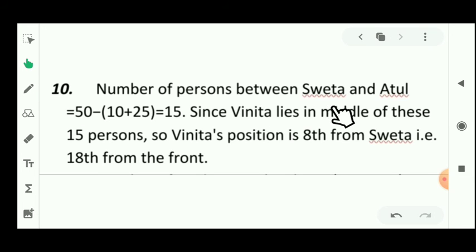So the number of persons between Sweta and Atul will be 50 minus 10 plus 25. 10 plus 25 is the position of Sweta and Atul. That means 15. Since Vinita lies in the middle of 15, Vinita's position is 8th from Sweta. That is 18th from the front.